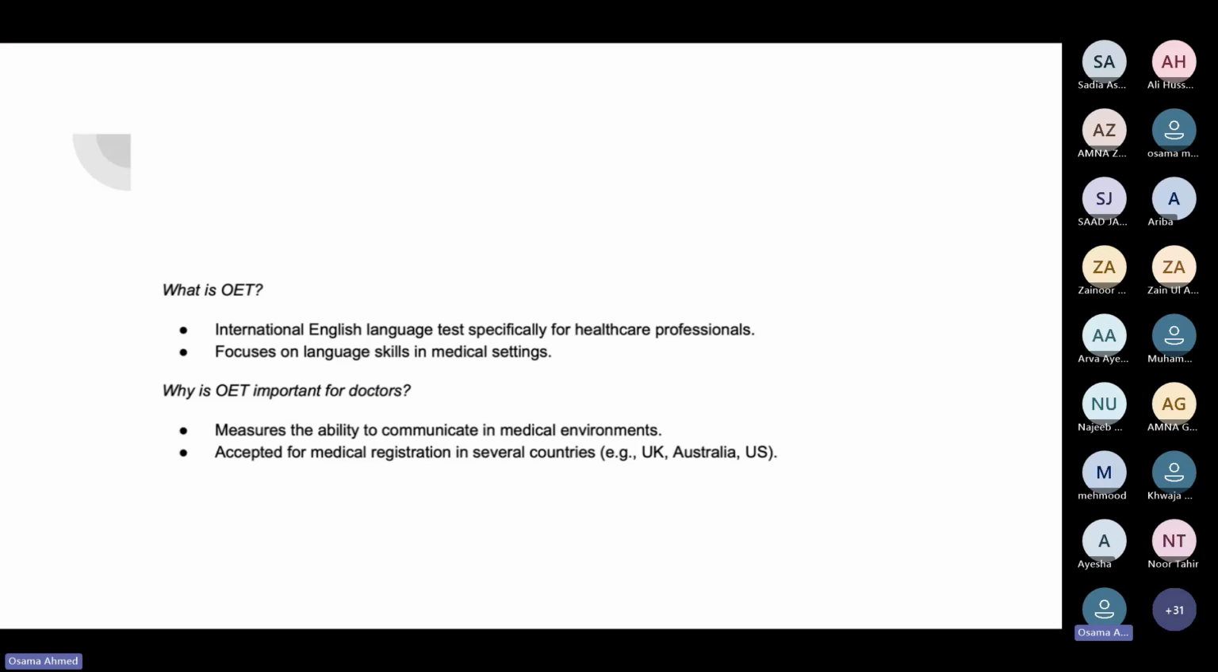It's basically like you used to give TOEFL and IELTS earlier. So for all your US purposes, you need to use OET. OET is acceptable not just for the US, it's also acceptable for England and Australia as well.